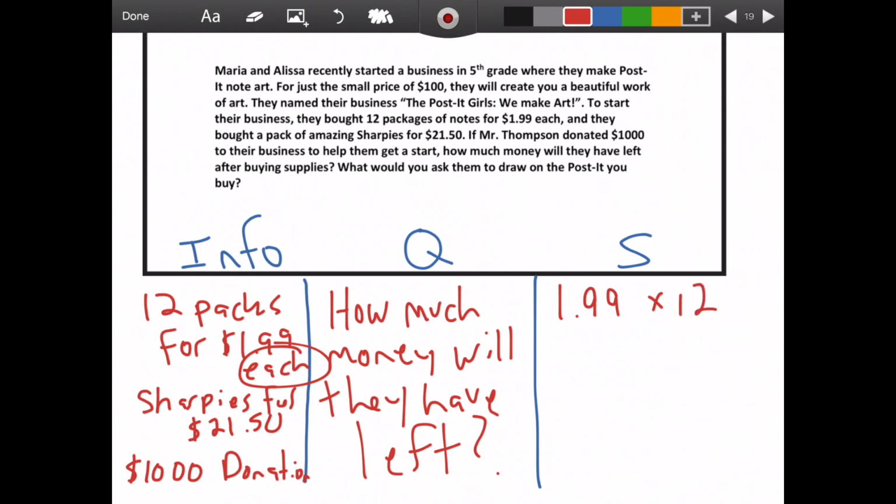to get the total for all of the Post-it notes. Now, if I want to know how much they have left, I first need to know how much they spent. So I'm going to have to add that to the cost of the Sharpies. Now, this at this point would tell me how much money that they have spent. I want you to think about how much they started with to figure out how much is left by finding the difference. Think about what operation that would be.